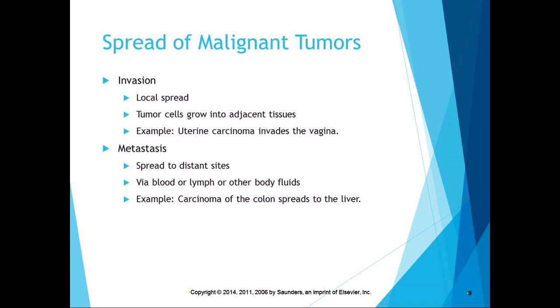Malignant tumors spread by invasion and metastasis. Invasion is a local spread where the tumor cells grow into adjacent tissues. The example given in the book is where a uterine carcinoma invades the vagina. Metastasis is where the tumor spreads to distant sites, usually via the blood or lymph or other body fluids. The example is a carcinoma of the colon that spreads to the liver. So it's not just the adjacent tissues, it's distant sites.